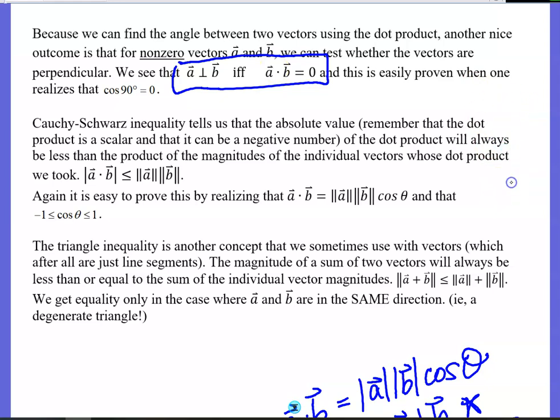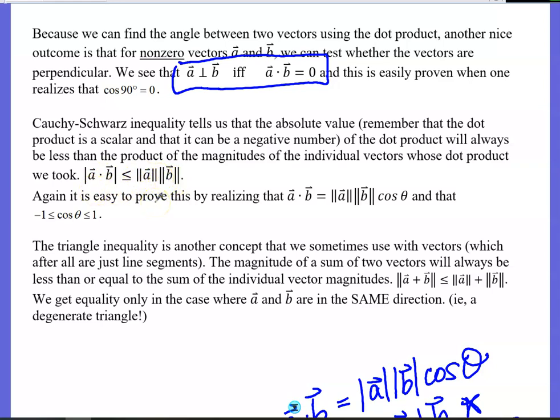Okay, a couple more things with the dot product quickly before we move on. This idea of the Cauchy-Schwarz inequality just tells us this. Basically, if I take the dot product of two vectors and I take the absolute value of that, because remember this is a scalar, that's always going to be smaller than the product of the two magnitudes, or lengths, of those vectors separately.